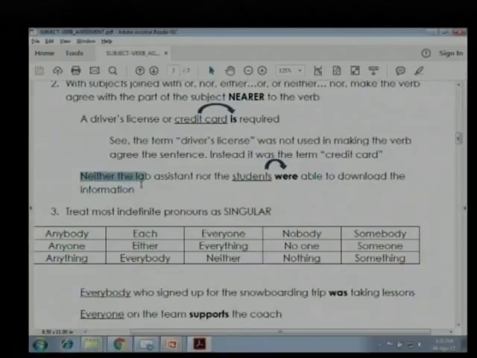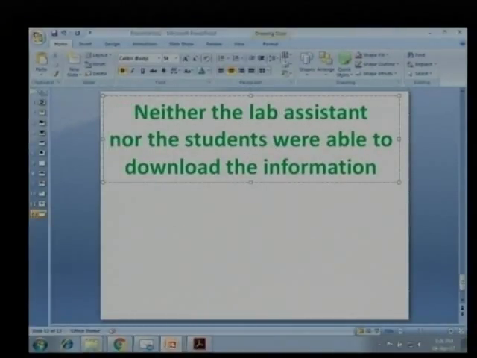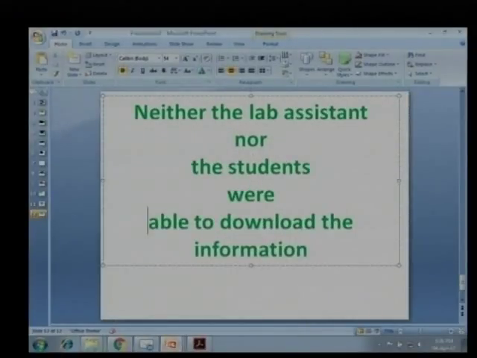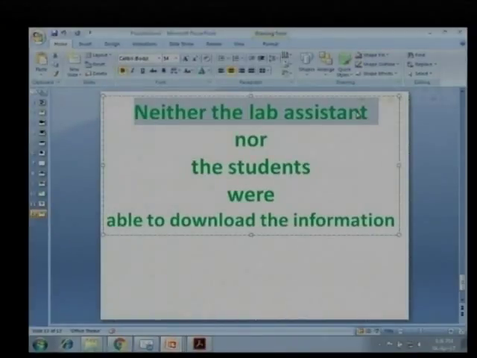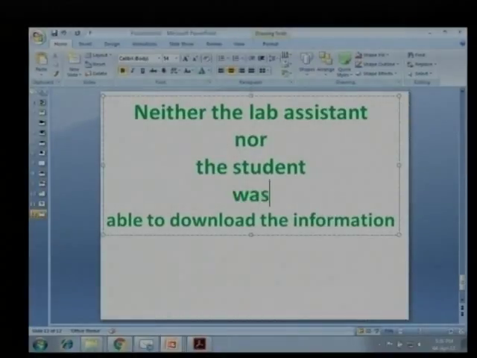Okay? Neither the lab assistant nor the students were able to download the information. Again, let me copy paste here. This is a sentence. Now, neither the lab assistant nor the students. Since I have this word "nor", there are two subjects here, the lab assistant as well as students. But the subject which is closer to the verb is students, and it's in plural form. If I have a plural form, since I am talking about past tense, I will use "were". If it's a singular form, neither the lab assistant nor the student, I will say "was able to download the information". So I hope this is clear.